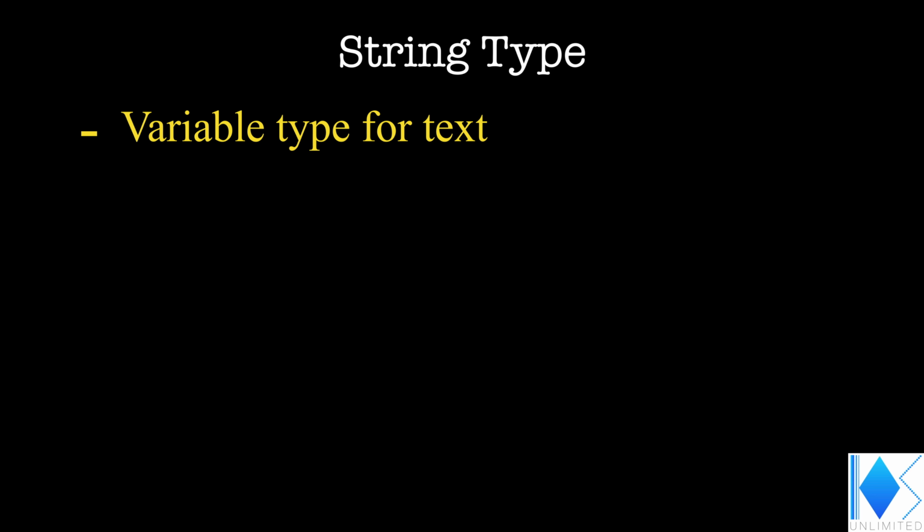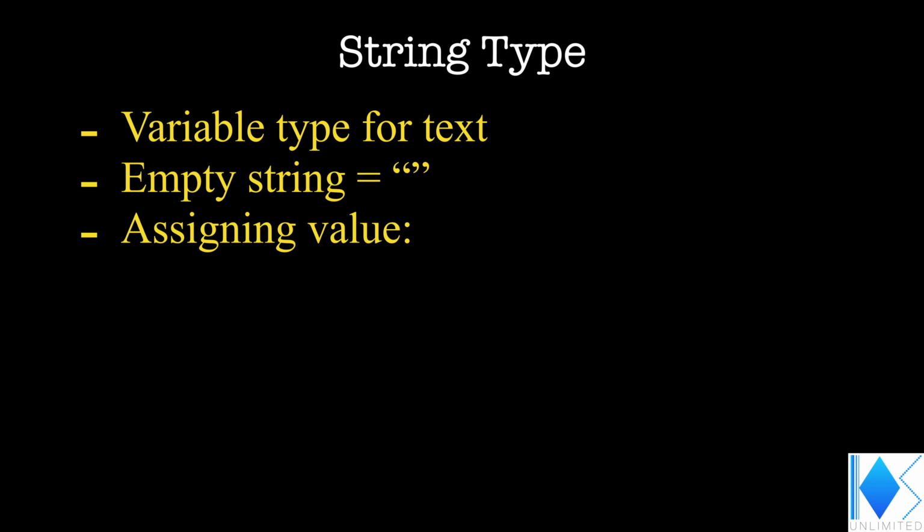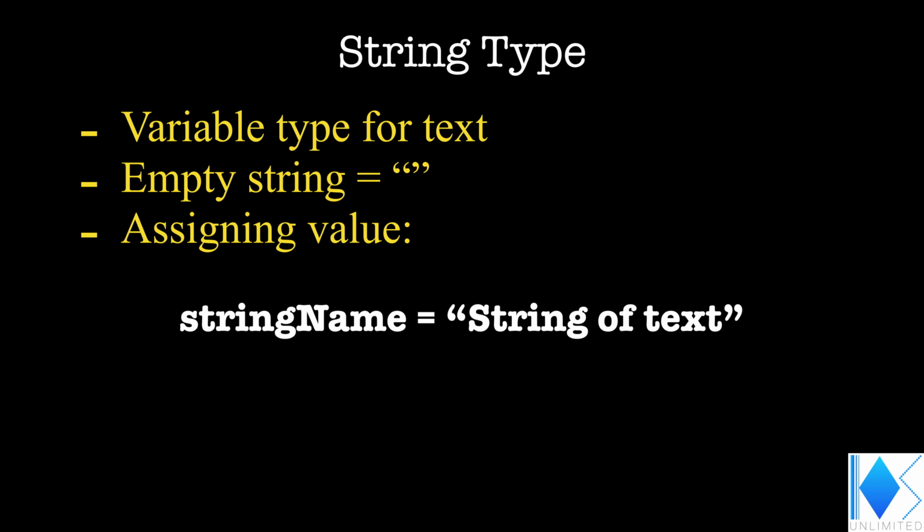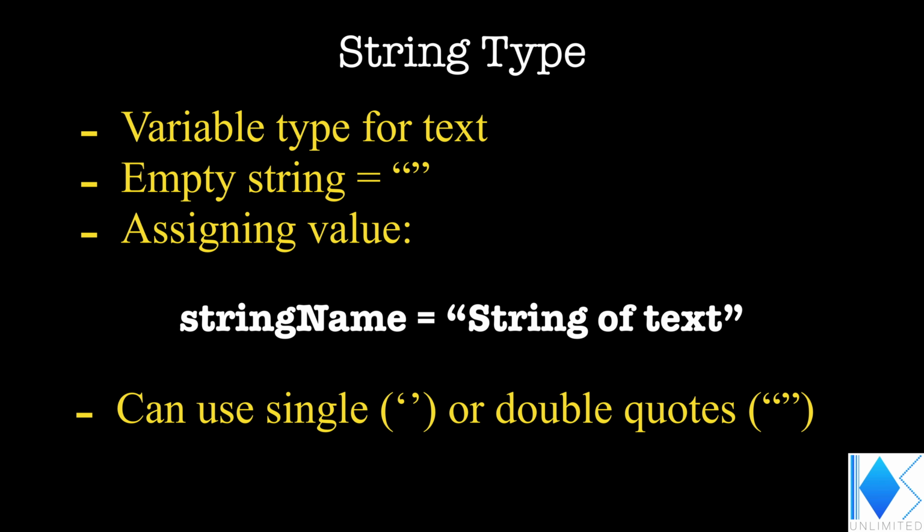A string is a variable type for text or a string of text. To initiate an empty string variable in Python, you use the chosen variable name and set it equal to an empty string using single or double quotes. To assign a value to a string, you can just set the variable name equal to the text within quotes. You can use single or double quotes. I prefer single quotes. Although I use both single and double quotes sometimes during coding, for cleaner code, stick to one format throughout your code.